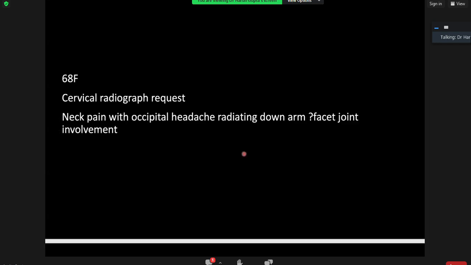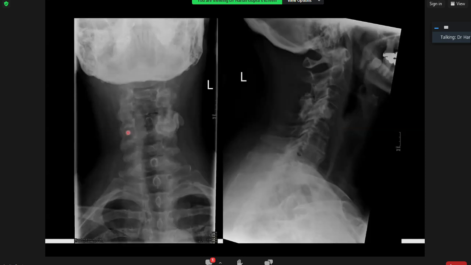Another interesting case: a 68-year-old female comes with occipital headache, radiating down the arm, question mark facet joint involvement. The patient has a plain radiograph, which shows this weird calcification centered at the facet joint. Obviously, there are degenerative changes at the facet joint and in the cervical spine, but we're not sure what exactly this is.